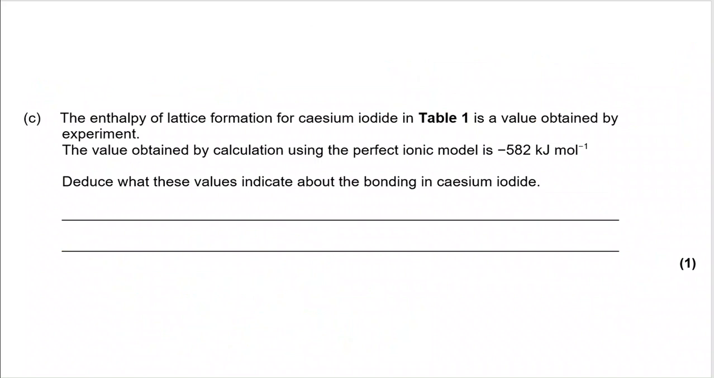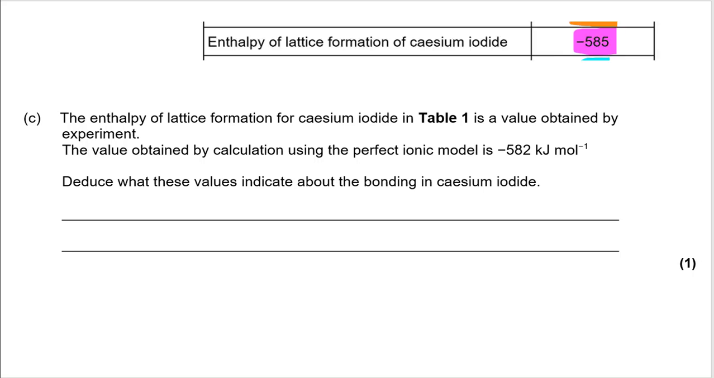Okay, the enthalpy of lattice formation for cesium iodide in table 1 is obtained by experiment. The value obtained by calculating using the perfect ionic model is negative 582 kilojoules per mole. Now here's the value from the table. What do these values indicate about the bonding in cesium iodide?